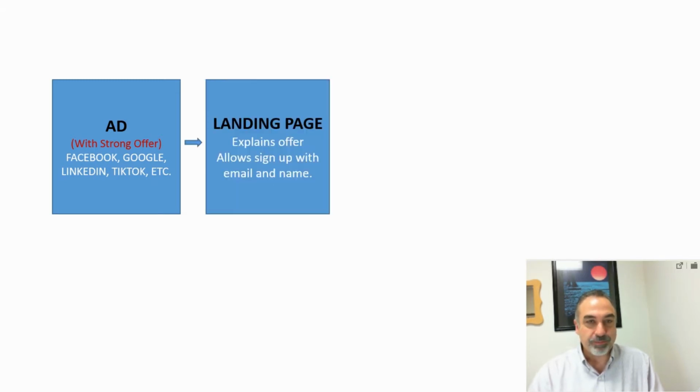Now, once they click on that ad, it's going to take them to a landing page. That landing page is created in a way with maybe another video explaining what the offer is all about. It should have text also, what the offer is all about, and it allows them to sign up for that offer with their name and email.